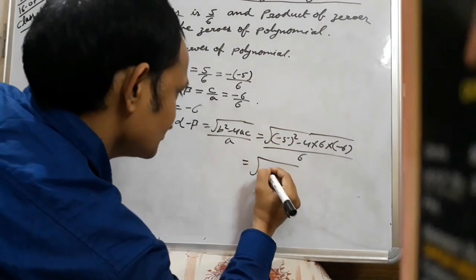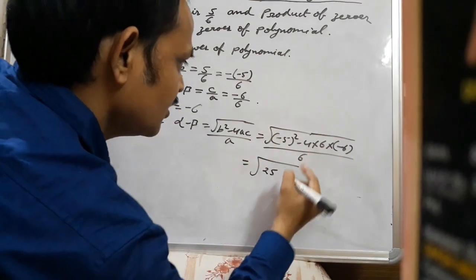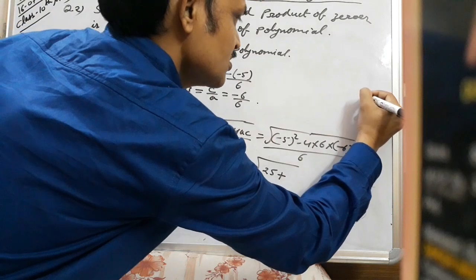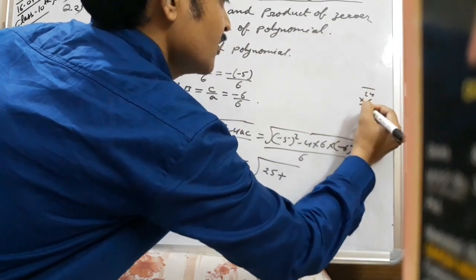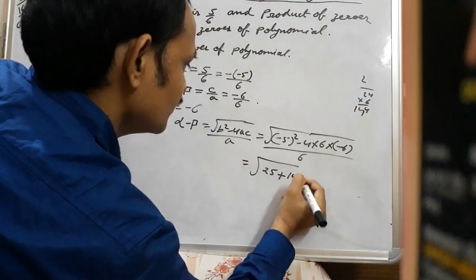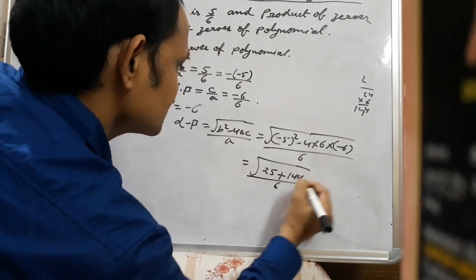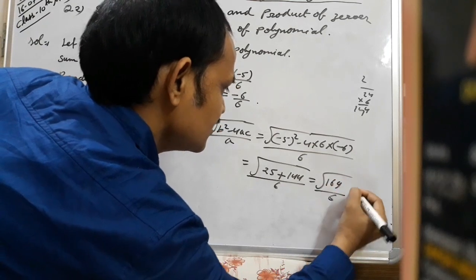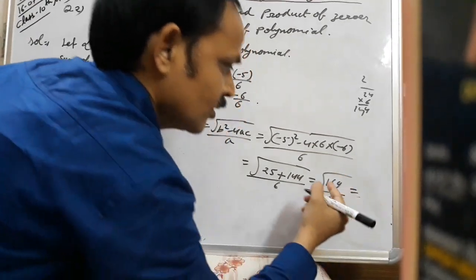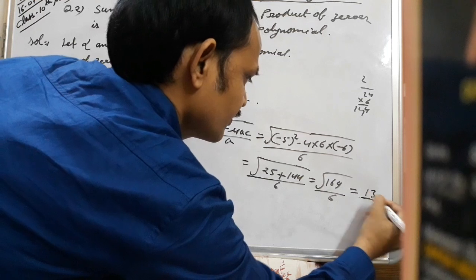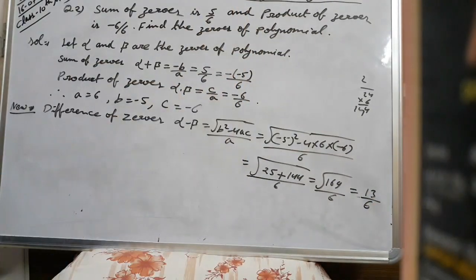What will you get? Minus 5 whole square, that is 25. Here minus minus plus, and here 4 6s are 24, and now 24 into 6, 144. 25 plus 144 is 169, whole divided by 6. Square root of 169 is 13, so 13 by 6. You got the answer? Difference of zeros.